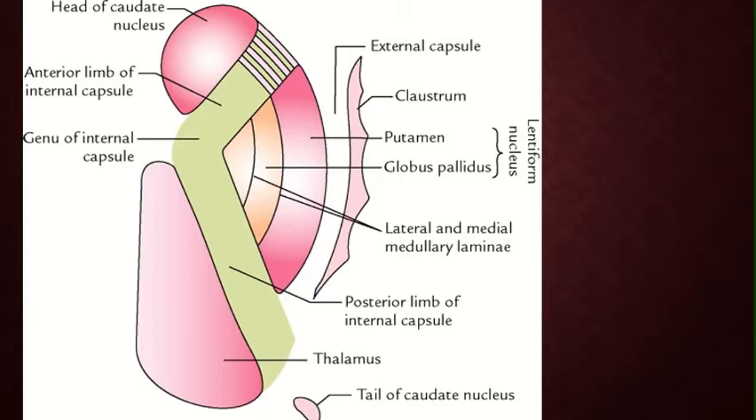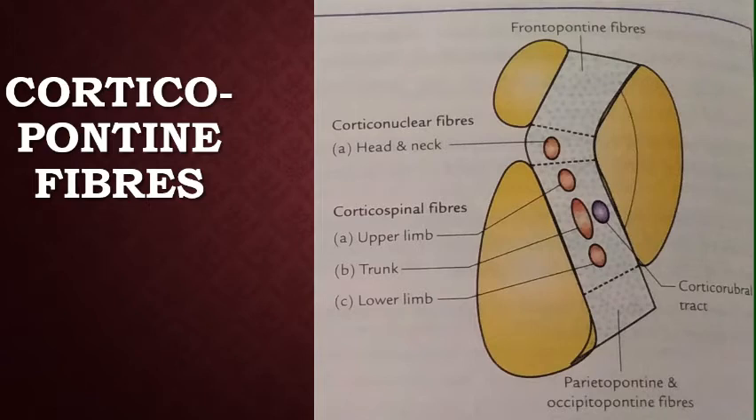In the anterior limb we can identify corticopontine fibers. Cortico means cortex, pontine means pons. In the cortex we have different lobes, as you all know: frontal lobe, parietal lobe, occipital lobe, temporal lobe. If the fibers are coming from the frontal lobe, they are called frontopontine fibers. If from the parietal lobe, parietopontine fibers. If from the occipital lobe, occipitopontine fibers. If from the temporal lobe, temporopontine fibers.